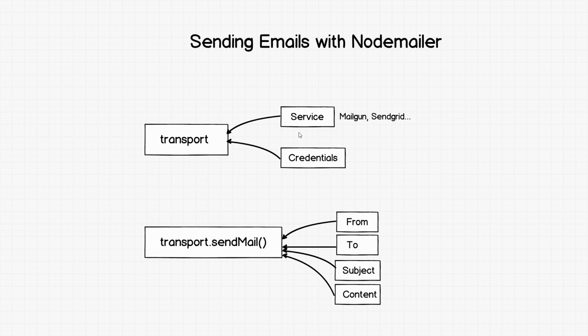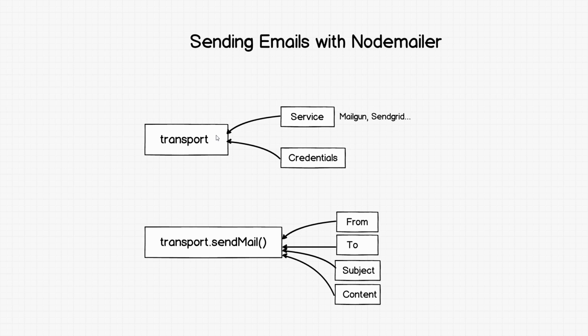So I suggest you use services that are already provided out there for you, and there are many to choose from. There is Mailgun, and there is also SendGrid for example, but there are many more. In this example we are going to use Mailgun. They allow you to send, I believe, up to 10,000 emails per month for free, and next you also need to provide the credentials for said service to that transport object.